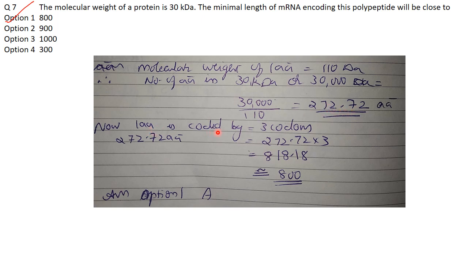Now one amino acid is coded by 3 nucleotides. It is not codons, I made a mistake there. It is 3 nucleotides. So 272.72 amino acids will be coded by 818 or approximately 800. So the answer is option A.